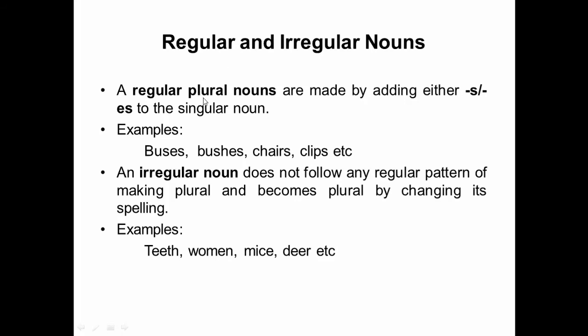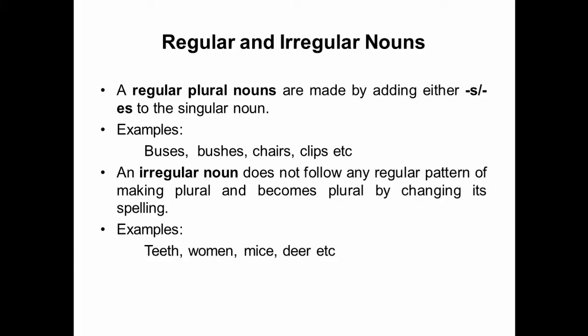Regular plural nouns are the nouns which are simply made by adding s or es to the singular noun. For example, if the noun is bus, we add es to make it plural. If the noun is bush, we add es to make it plural. Similarly, chair and clip take s. So this is a very regular pattern of adding s or es to make regular plural nouns.